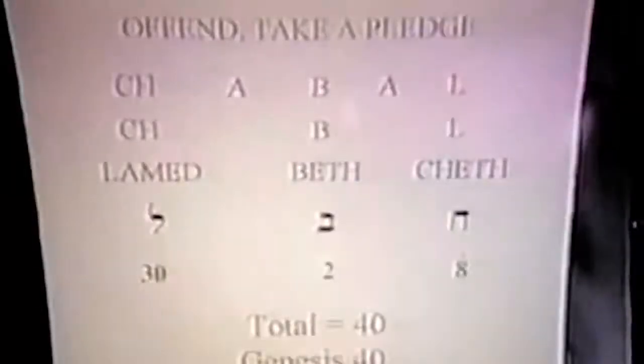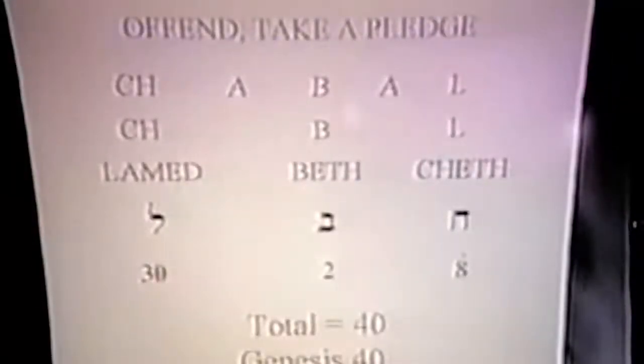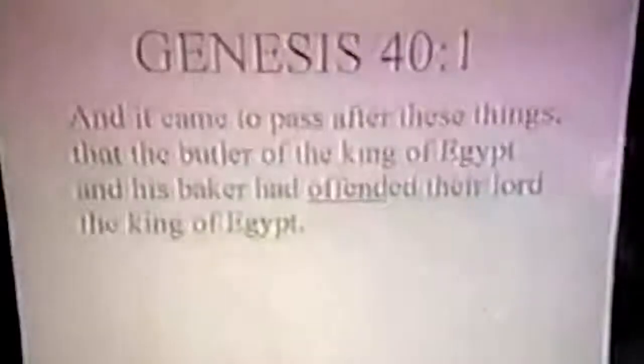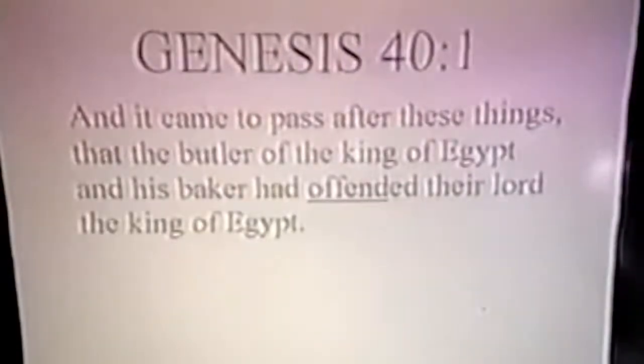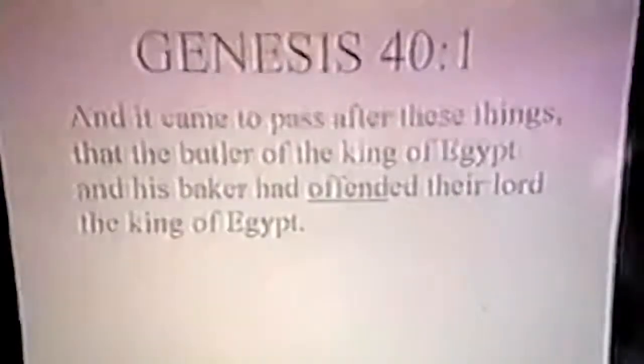Here's the word that the English word offend comes from. Notice it has a value of 40. So I'm looking in Genesis 40, the 40th chapter, for this word offend. We shouldn't have to read it, because you should be well read in the Bible and remember the chapter about the butler and the baker offending the king. The whole chapter is written around this word.